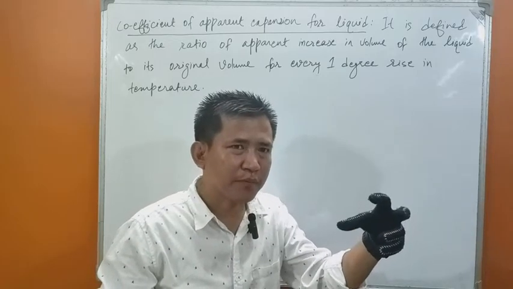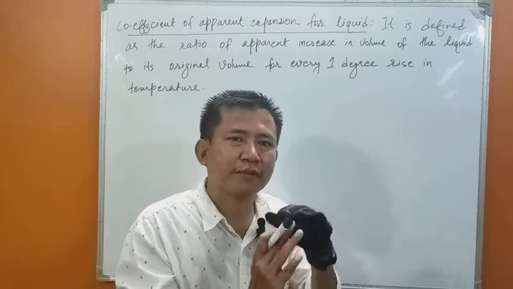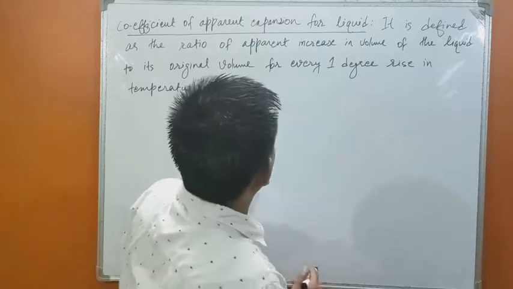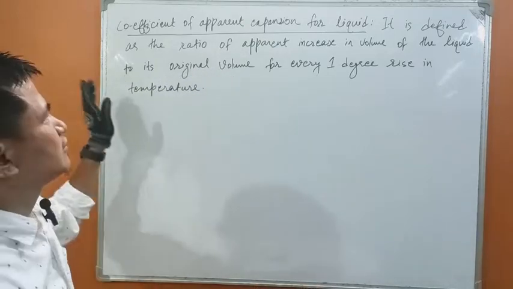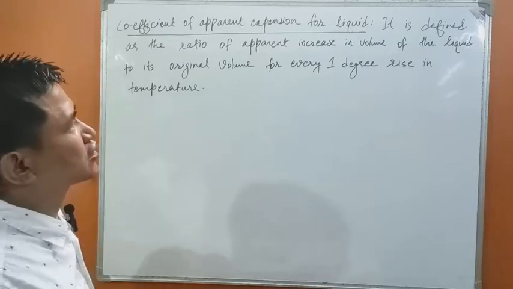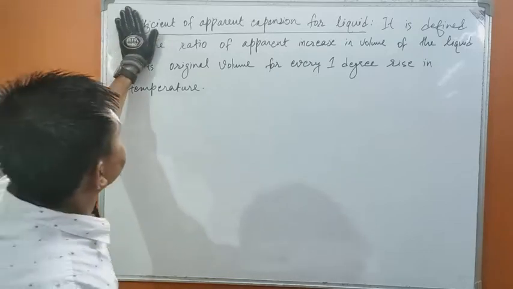Fractional increase in volume means increased volume divided by original volume, okay? Now let me deduce the relation and make you understand there. Please take the screenshot of this definition.